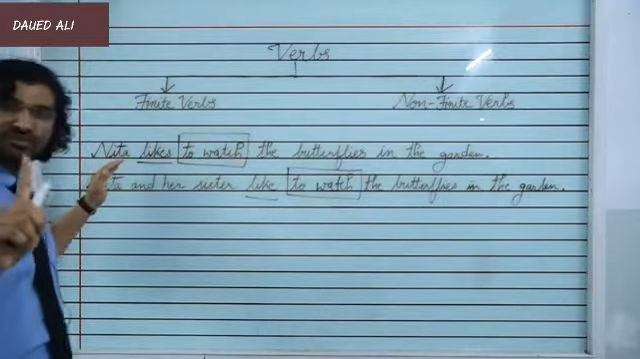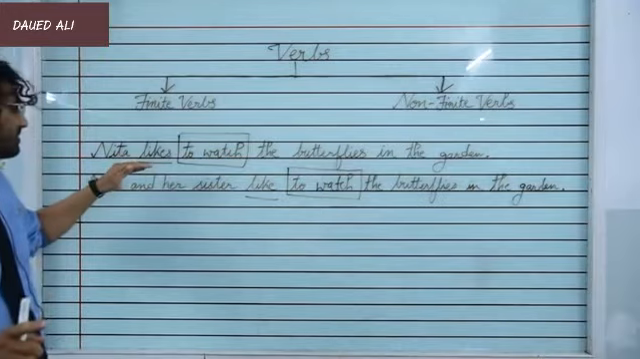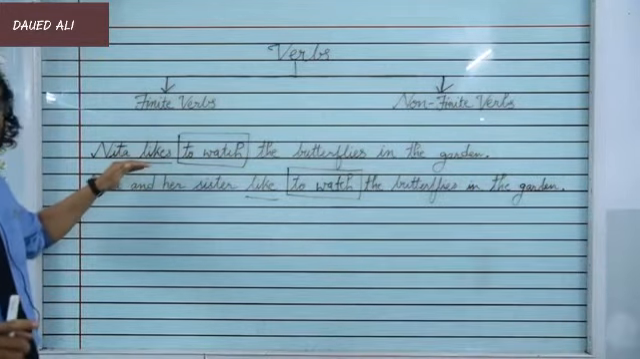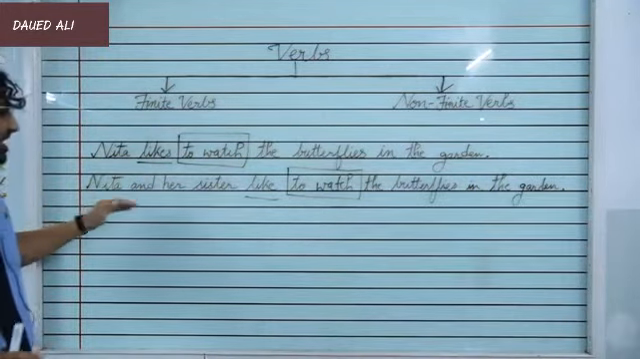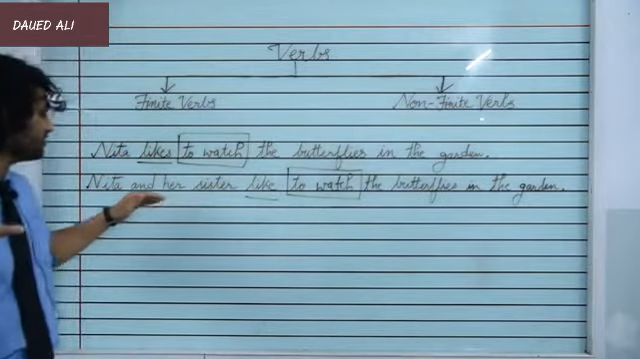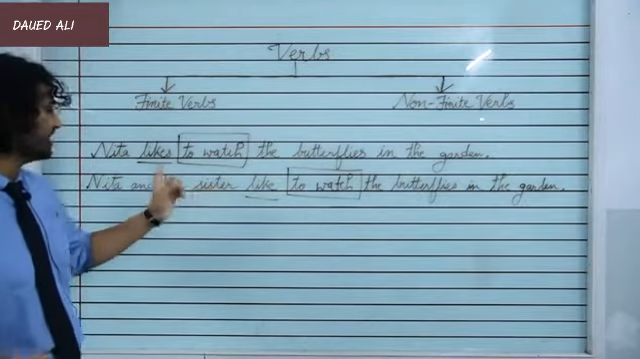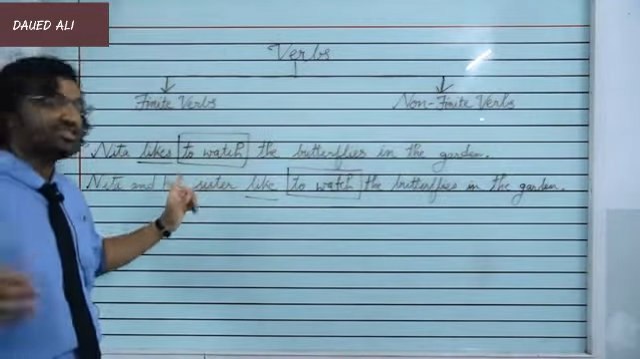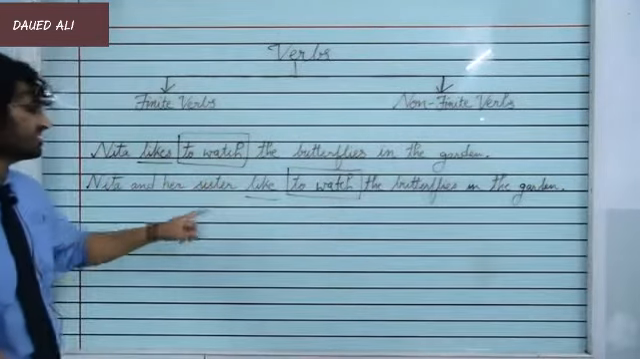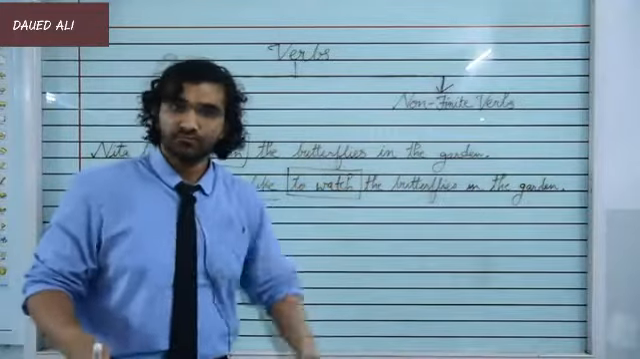Nita, one subject, likes. Nita is singular. We have used this singular form of verb, likes, here. In sentence number 2, Nita and her sister. We have two subjects now. So, according to the number of subjects, we have changed this verb here. This likes is no more likes. It's like now. Nita and her sister like to watch the butterflies in the garden.